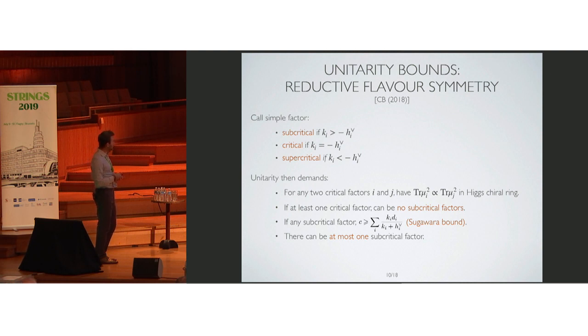If you have any subcritical factors, then you get a lower bound on the Virasoro central charge, so an upper bound on the four-dimensional c central charge. And there can be at most one subcritical factor. So this is a sort of complicated set of constraints, which is just automatically coming out of this non-trivial compatibility of the algebra of the VOA with the rules of unitarity in four dimensions.